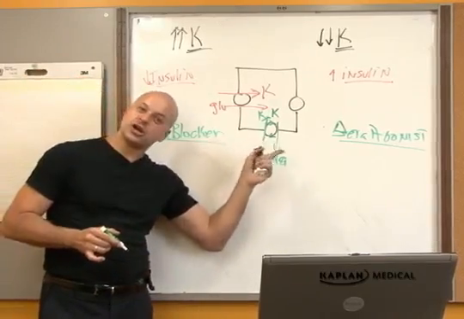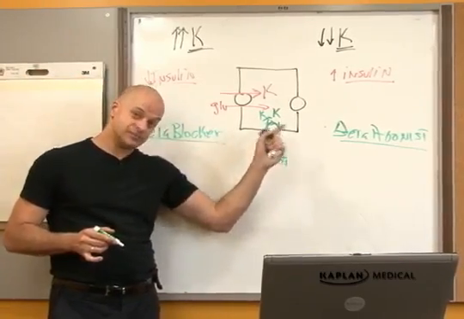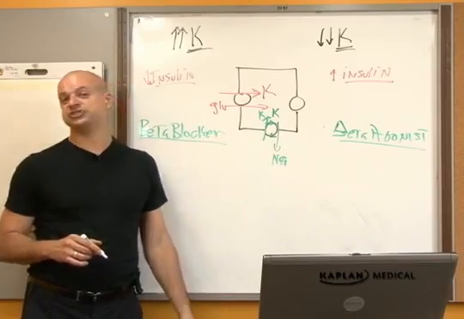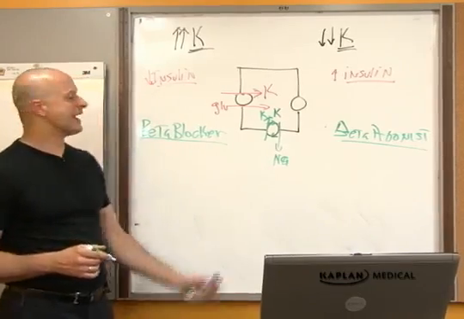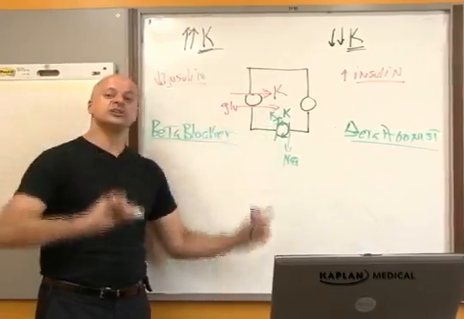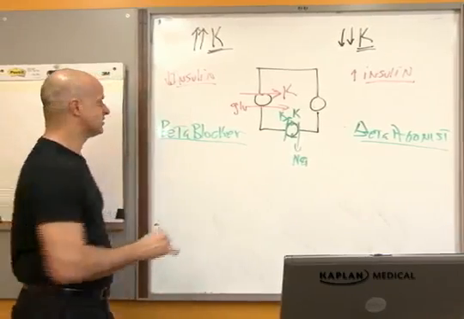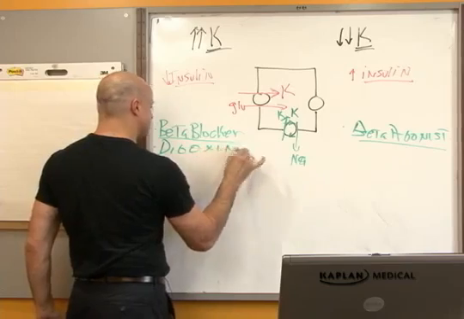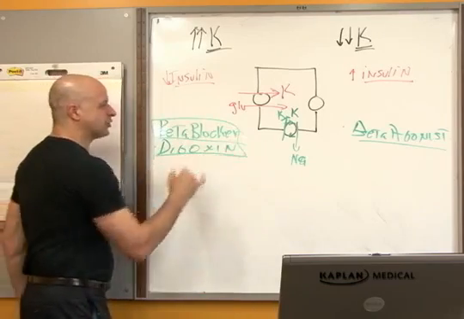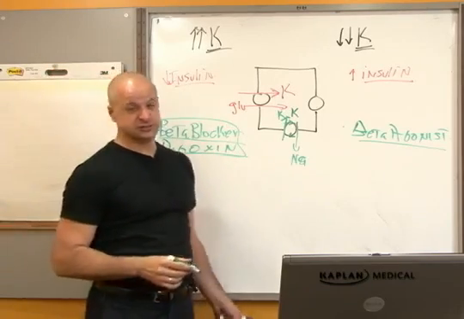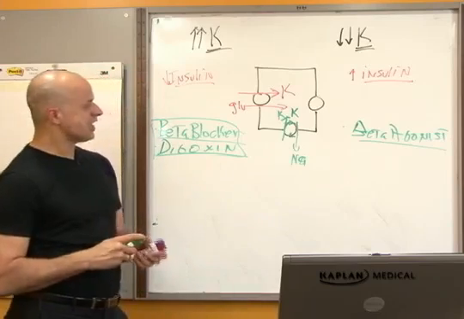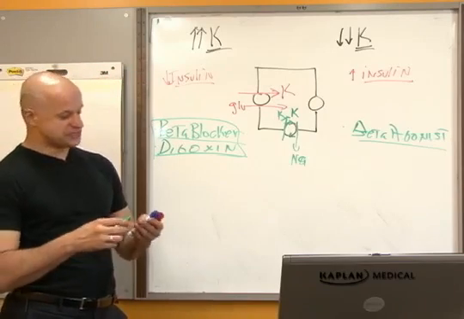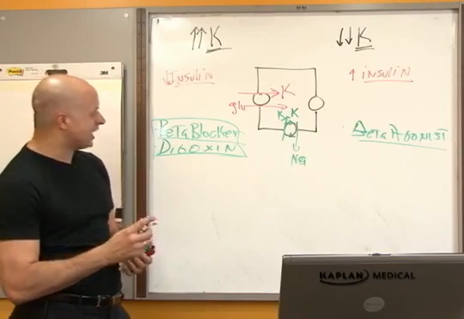Now, what other drug works by inhibiting that sodium-potassium ATPase? And the answer is digoxin. It works by blocking that sodium-potassium ATPase. Okay. Now, what else moves potassium in and out of the cells?